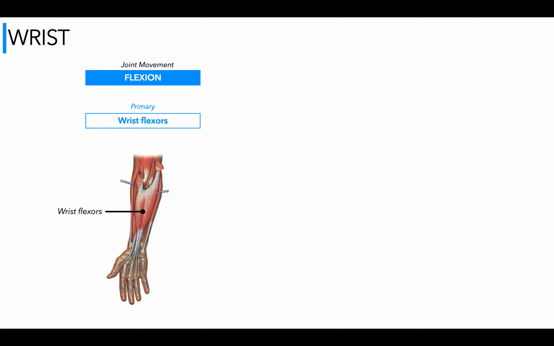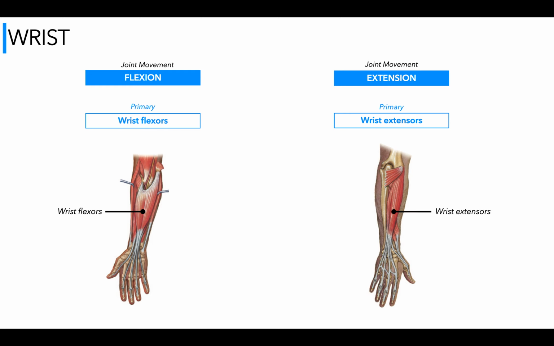Wrist flexors, wrist flexion, nice and easy. So on the forearm there are our wrist flexors. Extension, wrist extensors. And on the back of the arm, you'll find our wrist extensors. So they are your primary muscles for wrist flexion and wrist extension. So hopefully you'll remember that as soon as we move off this slide.